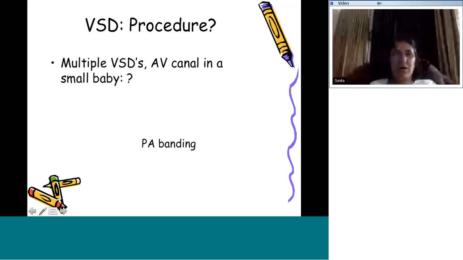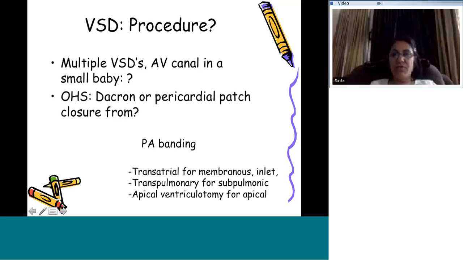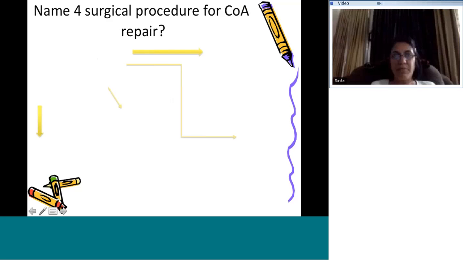Okay. Now, you use Dacron, as I said, or a pericardial patch, and you close it depending on the VSD, from the right atrium. Is everyone understanding this part? So if it's in the membranous septum or inlet septum, you go through the right atrium, right, and across the tricuspid valve and close it off. If it's subpulmonic, you open the pulmonary artery and through that you close it. And if it's near the apex, that's very hard to reach through the tricuspid valve, so you can use an apical ventriculotomy. Now name 4 surgical procedures for coarctation repair.